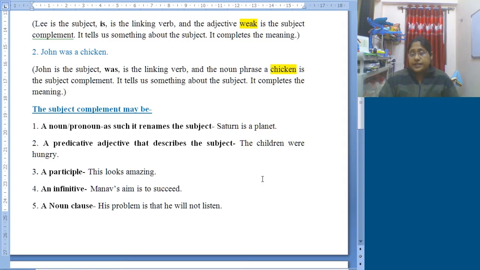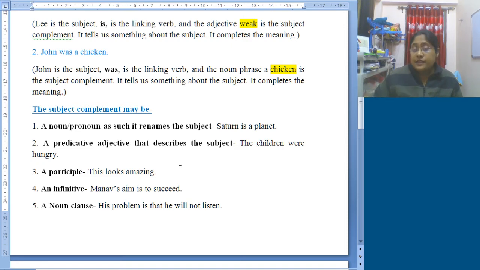Next, it can be a predicative adjective that describes the subject. For example, the children were hungry. How were the children? The answer comes: hungry. So it tells us about the subject, and obviously the word hungry is the complement.